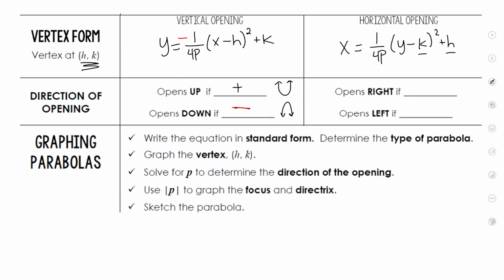This is the equation for a horizontal opening. Notice H and K are swapped, and so are X and Y. So the equations are swapped. It will open to the right if it's positive, so it will look like this. It'll open to the left if there's a negative in the front.